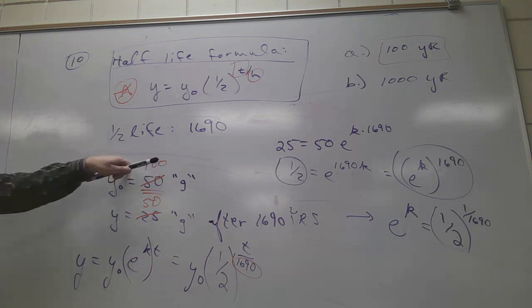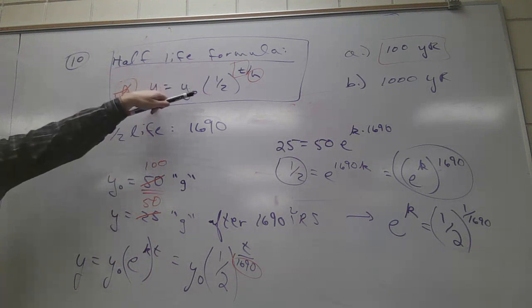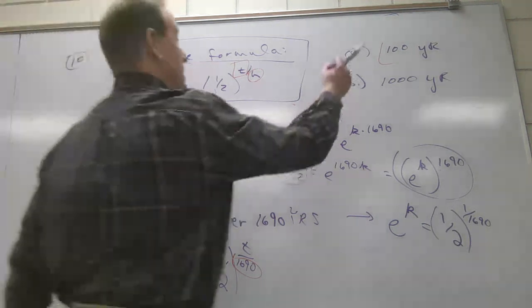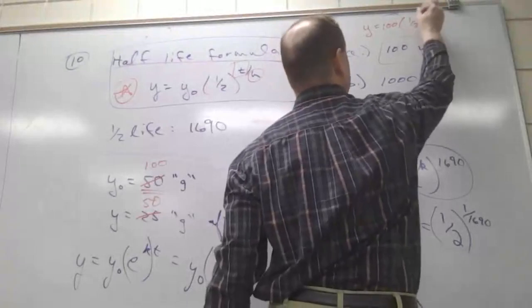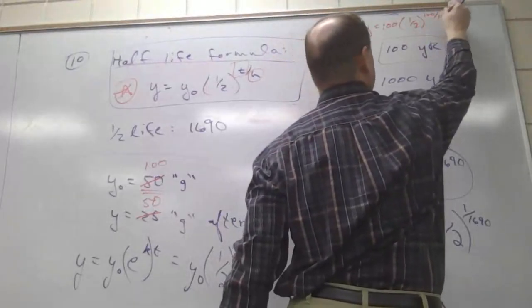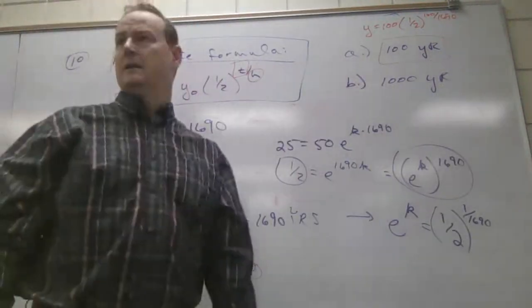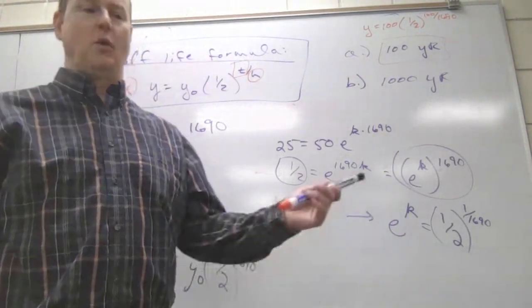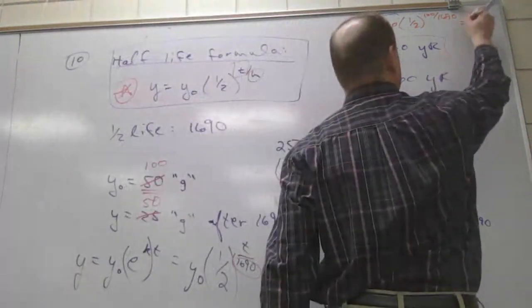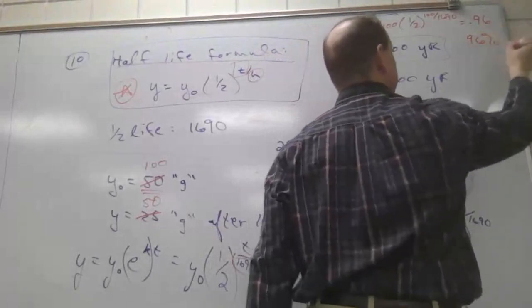Okay, because 100 would be 100% here now, and then whatever number you get for y at the end is the percent that's left. Correct? I believe it's the percent that's left. So for part A, we've got y equals 100 times 1/2 to the 100 divided by 1690, right? And what's that equal? 96%. So this is 0.96 is what you get here. Yep. So it's about 96%.